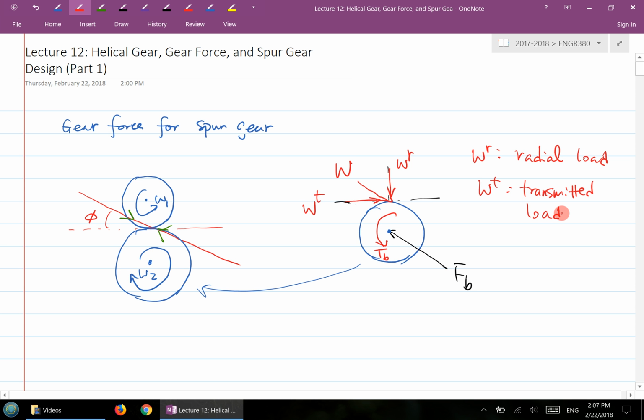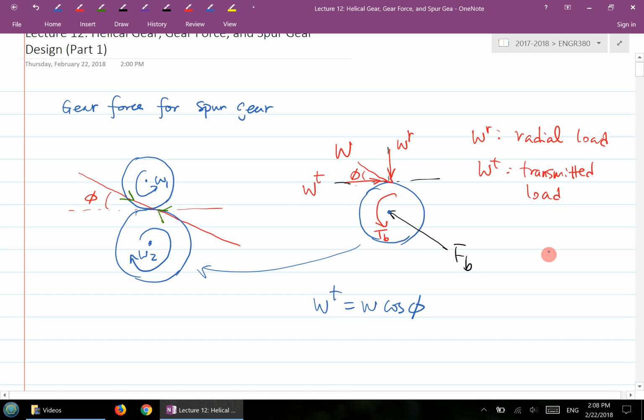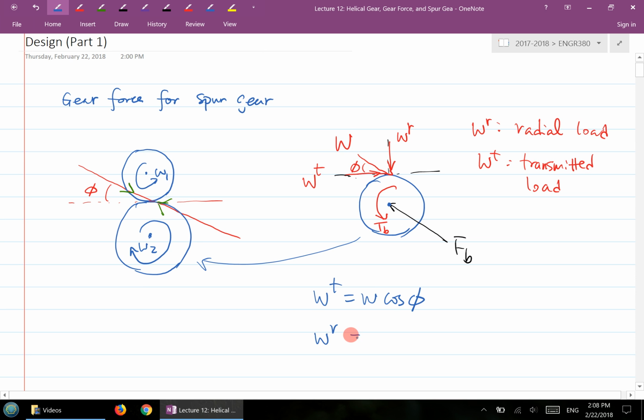W is along the line of action here, which has a pressure angle phi with the horizontal. So this is the phi angle here, and you can easily see the calculation. WT equals W times cosine phi, and WR equals W times sine phi.